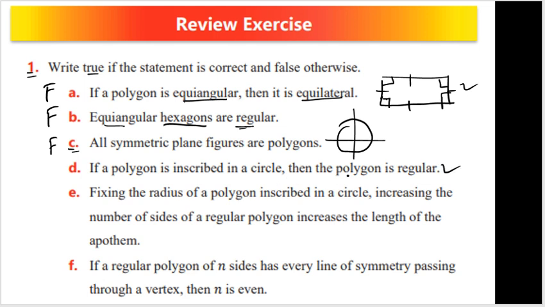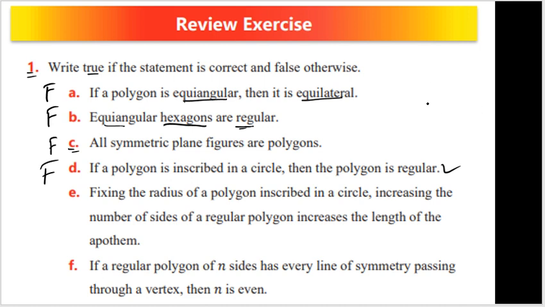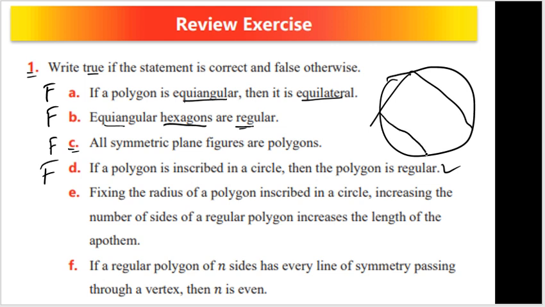When you go to D, if a polygon is inscribed in a circle, then the polygon is regular, it says. Again, this is false, because there are polygons which can be inscribed in a circle, but they are not regular. What is an inscribed polygon? Completely it must be inside the circle and all the vertices must be on the circle. That's the definition of an inscribed polygon.